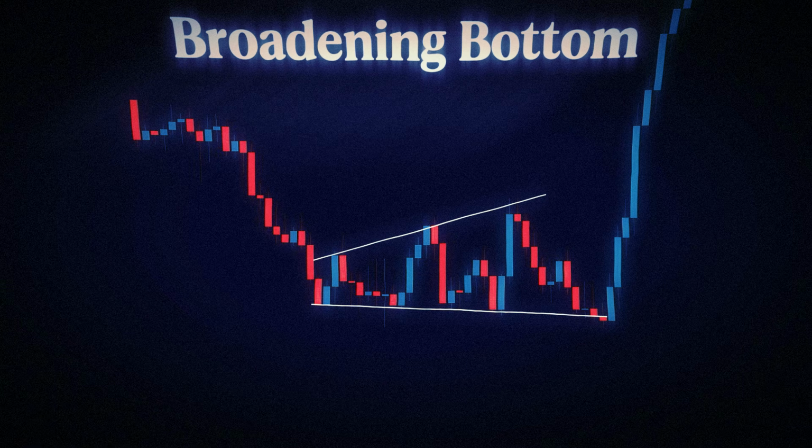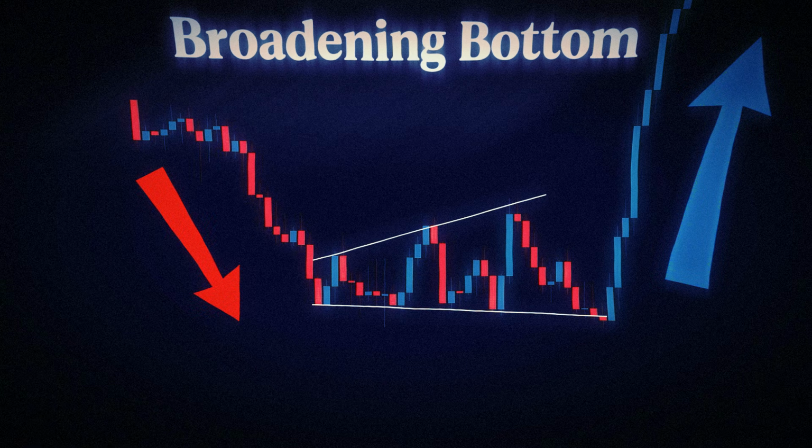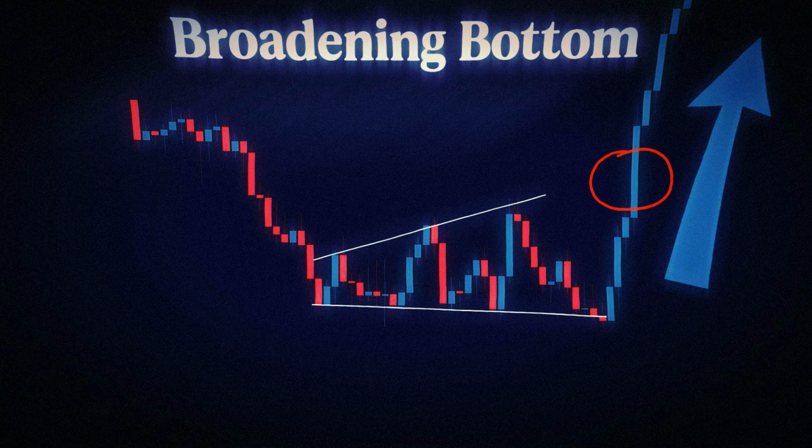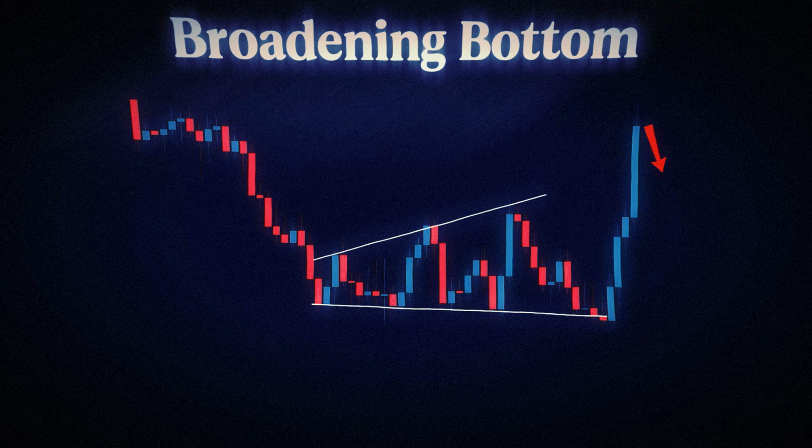The broadening bottom is a bullish reversal pattern that appears at the end of a downtrend. It is defined by two diverging trend lines, with the price making lower lows and higher highs. Visually, it forms a wide V shape, suggesting growing uncertainty and a struggle between buyers and sellers. The pattern is confirmed when price breaks above the upper trend line, indicating the start of a potential new uptrend. Entry is usually made after the breakout, and confirmation is stronger when the price retests the breakout level and holds it as support.